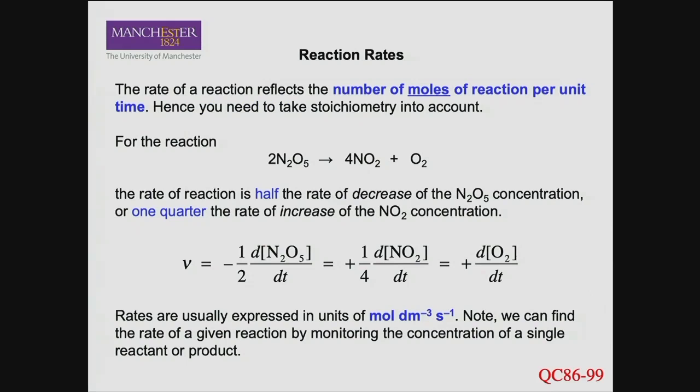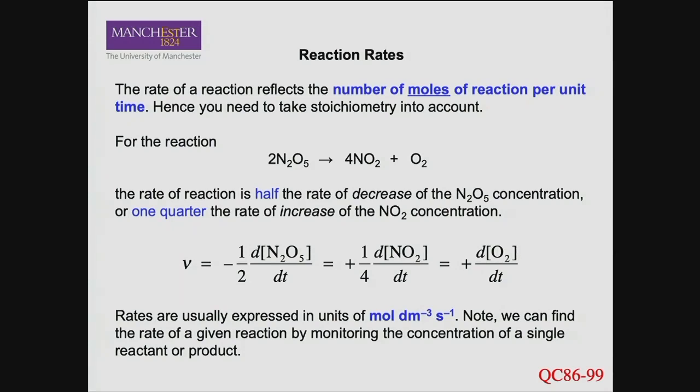So how do we take this into account? Well, that's because we define the rate of reaction then to reflect the number of moles of reaction per unit time, not necessarily the number of moles of the specific reagent that's changing. So if you look at this reaction then, the rate of this reaction is defined as half the rate of the decrease of N2O5, or a quarter of the rate of the increase of NO2, or the rate of increase of oxygen.